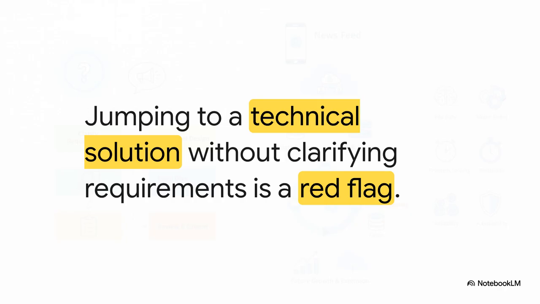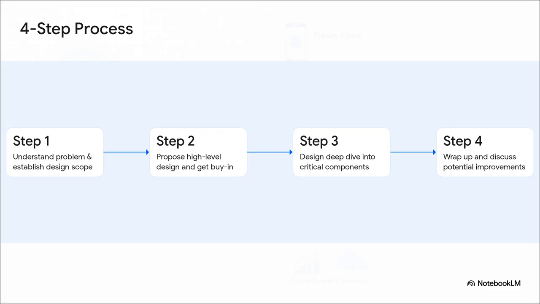Well, in a system design interview, being Jimmy is the ultimate trap. Jumping straight into a technical solution without pausing to think or clarify the actual requirements? Yeah, that's a massive red flag. So, how do we avoid pulling a Jimmy? We use a structured 4-step framework. This framework is literally the antidote to the Jimmy approach.